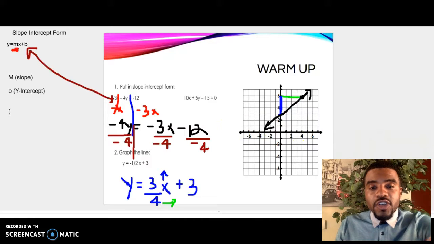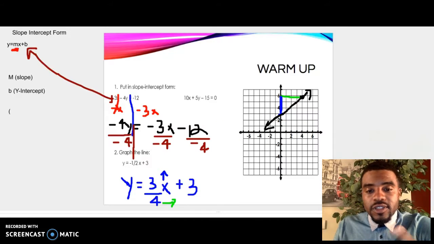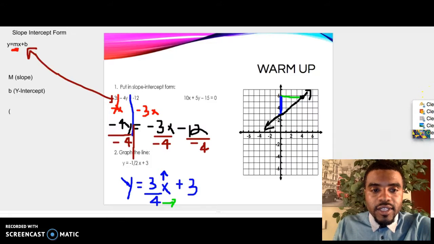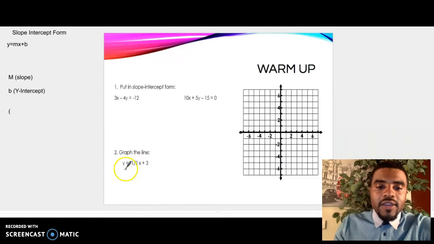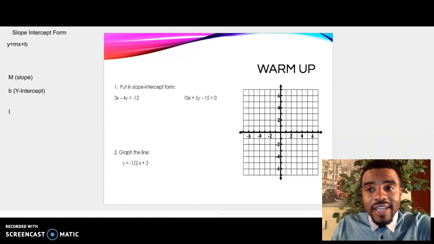So you're going to go ahead and do the next one. We're going to talk about it in our discussion board. Okay, so I'm going to go ahead and erase this, and I'm actually going to finish the warm-up by graphing this line. I already gave you an idea of how to graph the line, okay?